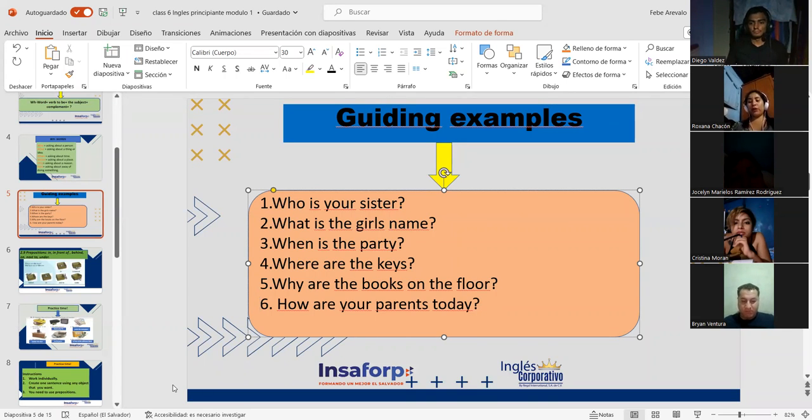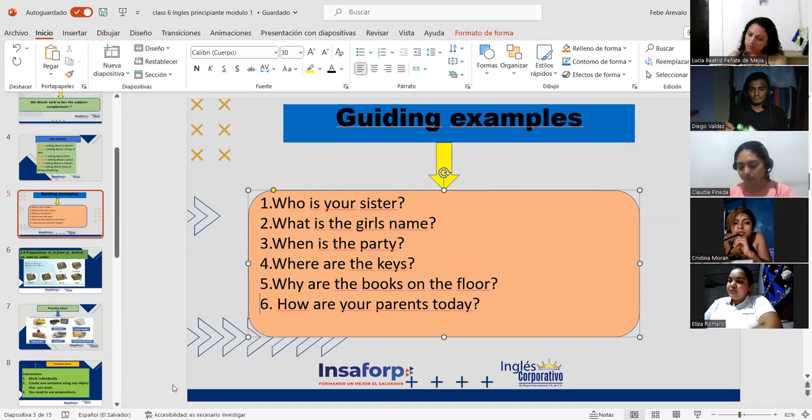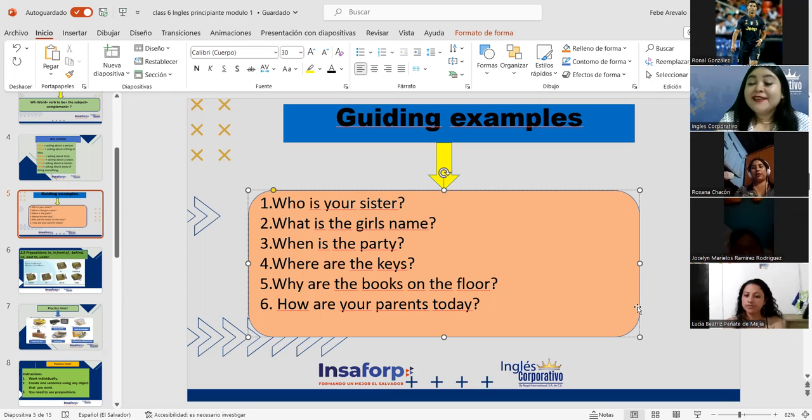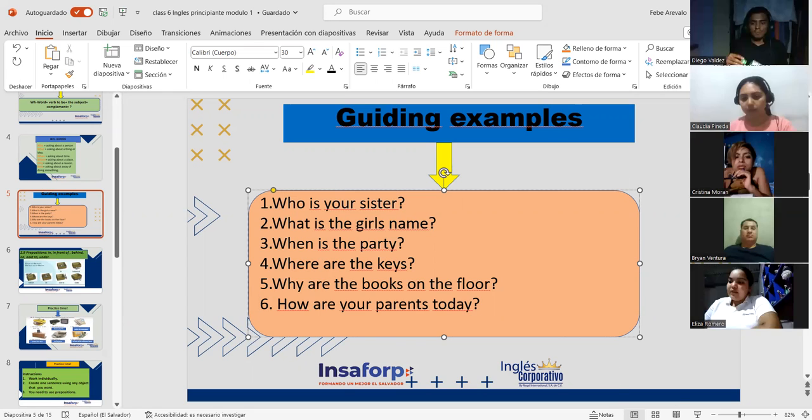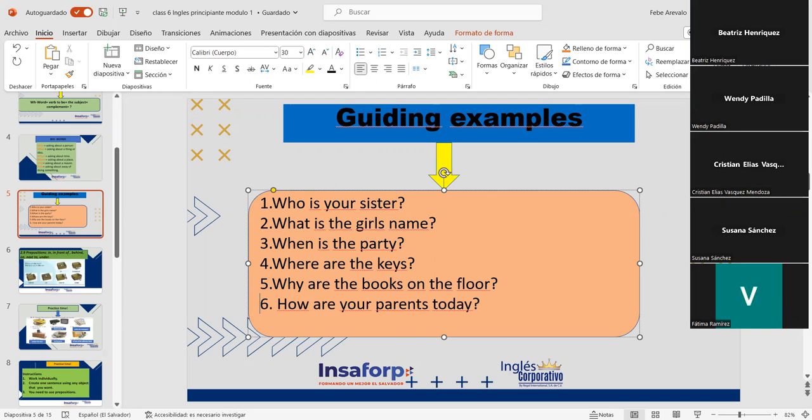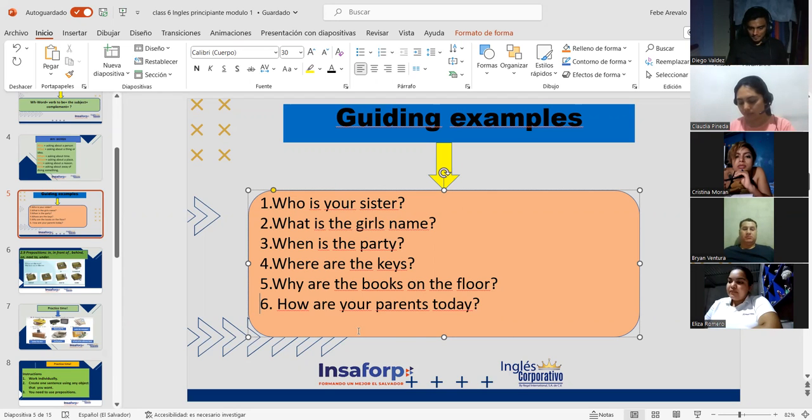Who is your mother or your sister? Who's your mother? Who's your sister? Yes, very good. Ronald Gonzalez. How is your mom? How's your mom? Yes, very good. ¿Cómo está tu mamá? Excellent. My mom is good. Let me check. Elisa Romero, please.